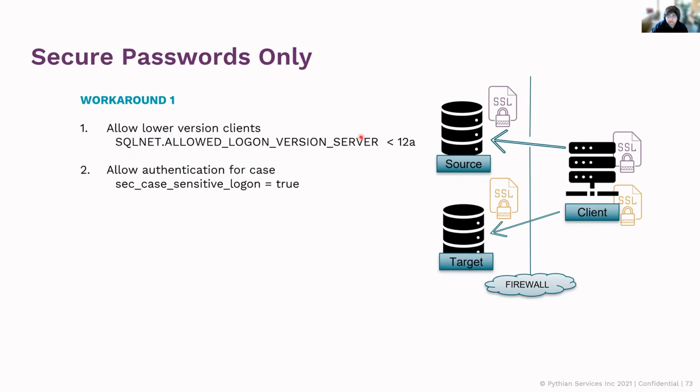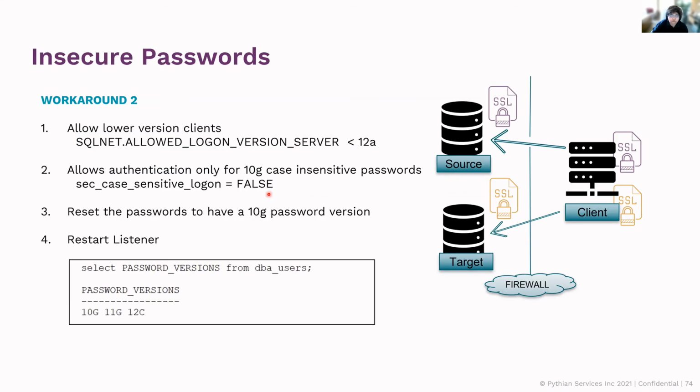So one of the workarounds is you allow lower clients to work and you re-enable the case sensitivity. Or the second option would be you keep this setting, you allow lower clients, you keep this as false, you keep the password as case insensitive, but you then have to go and reset the passwords so that your database users have this combination of password version. That is, your database users have a case insensitive password. So if you're disabling the case sensitivity and you want to change your authentication protocol, you have to ensure that your passwords are case insensitive.